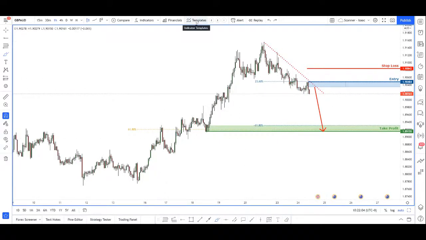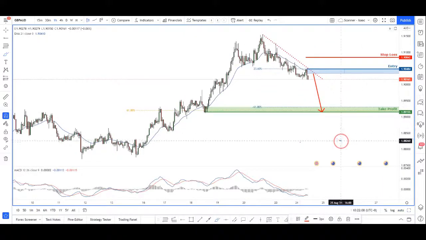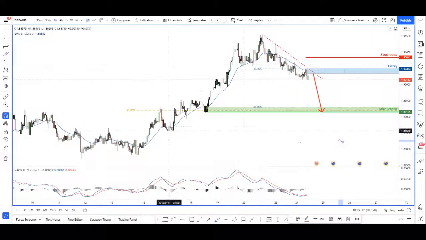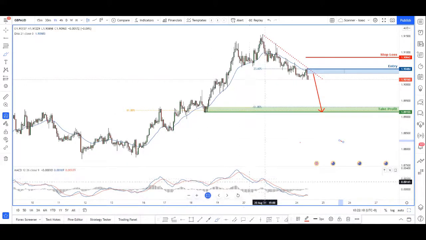Last but not least, to put the final nail in the coffin, we can take a look at momentum indicators. We see that price is holding below a moving average, which is holding price very nicely. The EMA 21 is a natural moving average of the chart. MACD is below zero, showing that price is within a bearish environment as well.